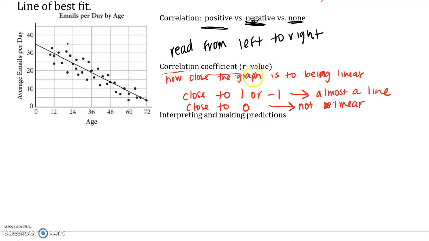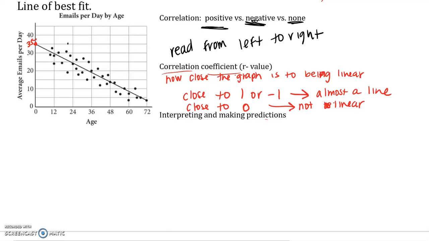Or it could give you actual numbers like 0.73 or 0.5. And you would have to determine whether or not that is a strong correlation or a weak correlation. Again, closer to 0 would mean weaker. And finally, we are interpreting and making predictions with our graph. So for example, in this graph, I could ask you to read off any data points, like, what's the y-intercept? Well, the y-intercept of this graph is right there, which I would estimate would be 35.